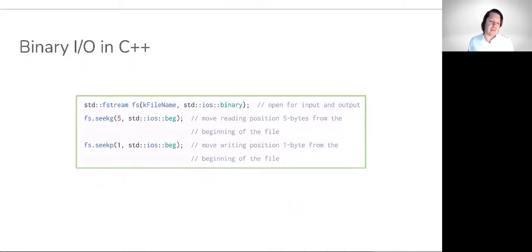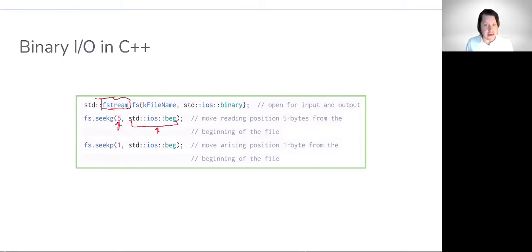So if we say fs.seekg, and notice here I'm specifying this on an fstream, which has bidirectional input and output, seekg is going to move the reading position 5 bytes from the beginning of the file. So we're going to offset into that file 5 bytes. Any reads that take place are going to be from that point. Now, this is only governing where we're reading from.